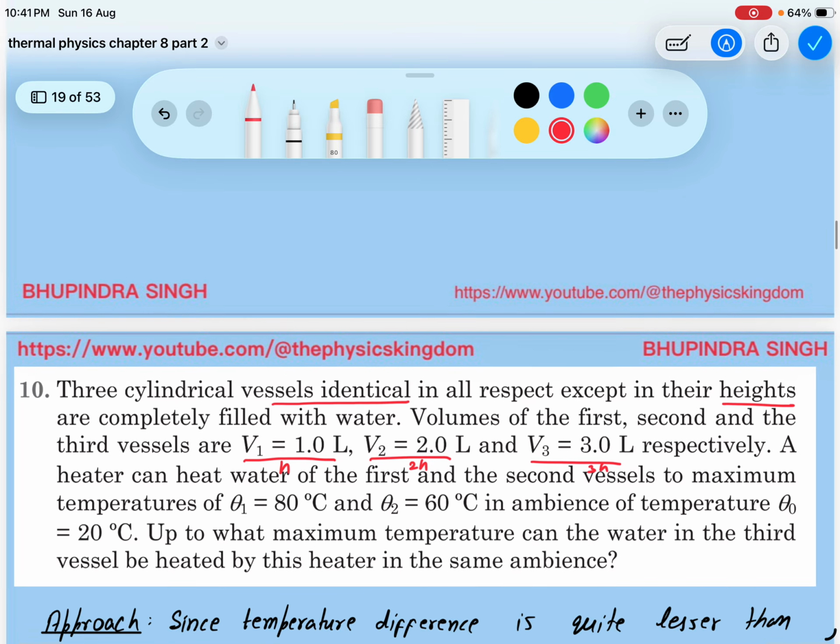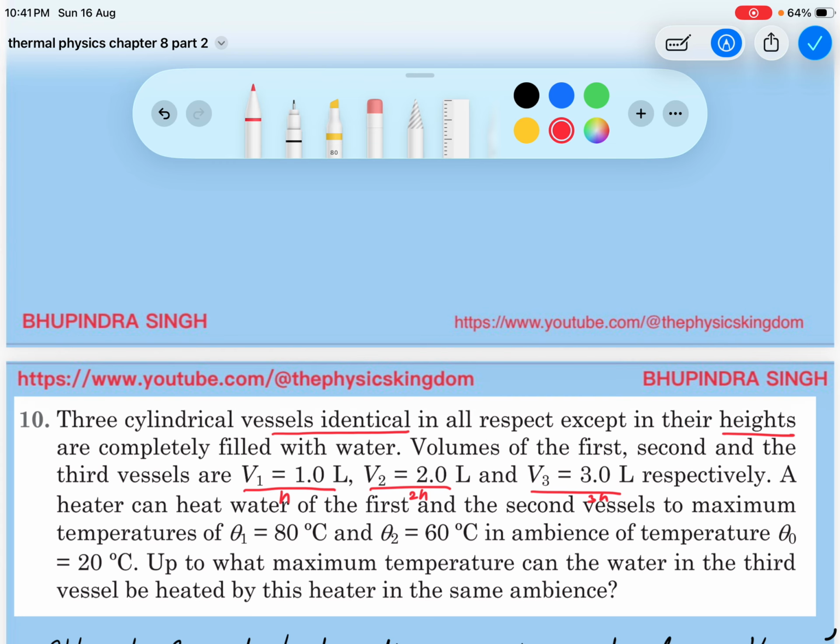A heater can heat water of first and second vessels to a maximum temperature of 80 and 60 in a surrounding temperature of 20 degrees Celsius. So ambient temperature is 20 degrees Celsius. Now obviously these temperature differences, like 80 minus 20 and 60 minus 20, are much lesser than our ambient temperature, which is 273 plus 20, means 293 Kelvin. So we can consider here Newton's law of cooling, because temperature difference between body and surrounding is much lesser than temperature of surrounding.